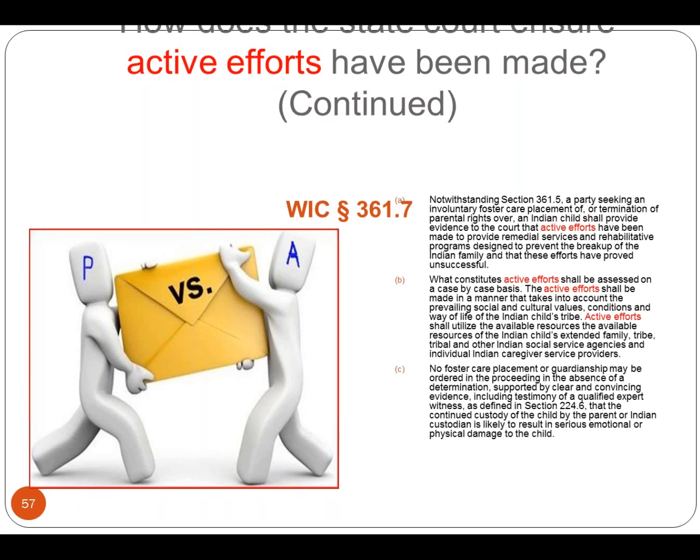No foster care placement or guardianship may be ordered in the proceeding in the absence of a determination supported by clear and convincing evidence, including testimony of a qualified expert witness, that the continued custody of the Indian child by the parent or Indian custodian is likely to result in serious emotional or physical damage to the child. Clear and convincing evidence is a high evidentiary standard. It's by no means the highest, but it is very high.